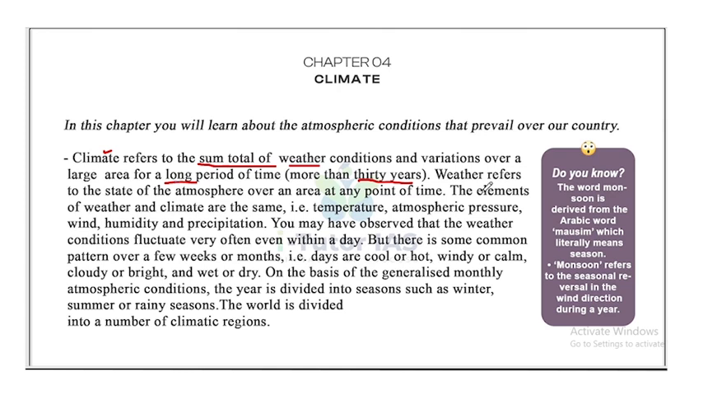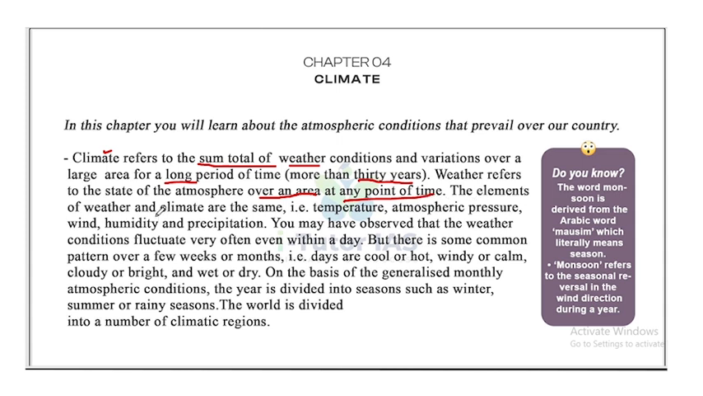Now, what is weather? The weather refers to the state of the atmosphere over an area at any point of time. So that is the difference between climate and weather. Climate is the sum total of weather conditions of a long period in a large area, but weather refers to the atmospheric condition over an area at any point of time.